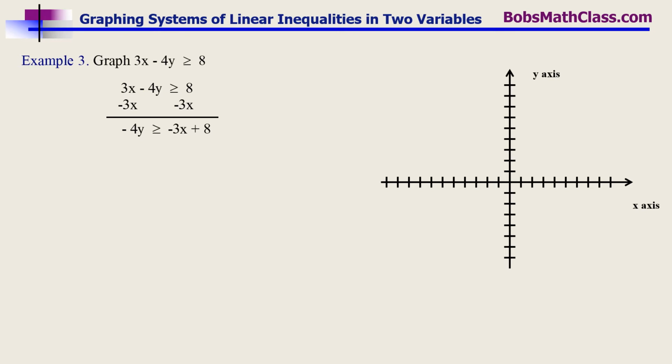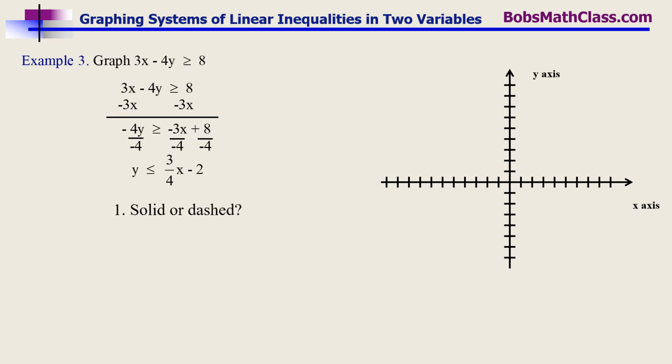Next step. Again, we're trying to get y by itself, so we should divide both sides by negative 4. So divide each term by negative 4. Don't forget, whenever you divide by a negative, you've got to flip the inequality symbol around. So that'll give us y is less than or equal to 3/4 x minus 2. The two negatives on the 3 and the 4 make a positive, so that's a positive 3/4. You can either use the slope and the y-intercept or make a table and pick points. Your choice.